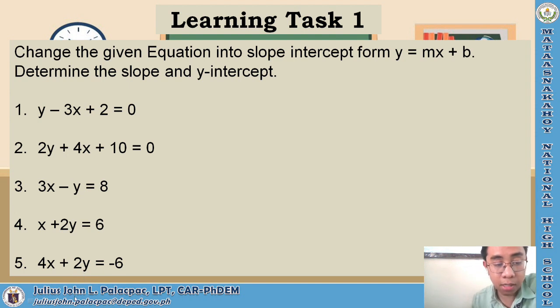So 2 times 1/2 will be 1y. So y is equal to 1/2 times negative 4x. So 4 times 1/2, 4 times 1 is 4 divided by 2, it will be 2, negative 2x, minus 6 times 1/2, 6 times 1, 6 divided by 2, 3. So y is equal to negative 2x minus 3. So the slope will be negative 2 and the y-intercept will be negative 3.